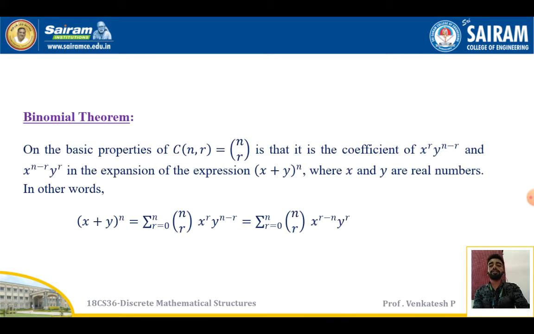The statement for binomial theorem. On the basics of properties of the combination, we have the combination formula that nCr is equal to nC(n-r). And this is the coefficient of x^r y^(n-r), and also of x^(n-r) y^r, from the expansion of (x+y)^n, where x and y are real numbers. In other words, the expansion of (x+y)^n will be the summation r from 0 to n of nCr x^r y^(n-r), or also we can expand this as the summation r from 0 to n of nCr x^(n-r) y^r.